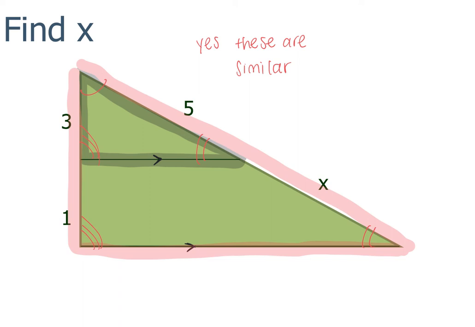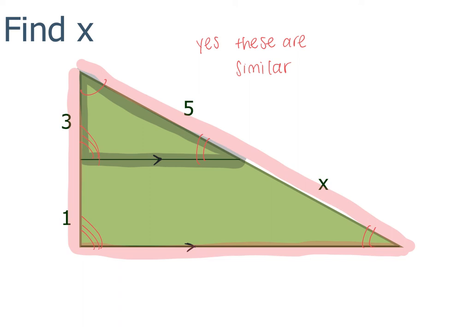So if they're similar, we need to find a scale factor to find x. Yeah, we need to find our scale factor to find x. How are we going to find our scale factor? Can we do a 3 over 1? It's not going to be 3 over 1. I agree, we need to use the 3, right? Because that's the one side of the smaller triangle. But what's the size of the larger triangle, that same side?